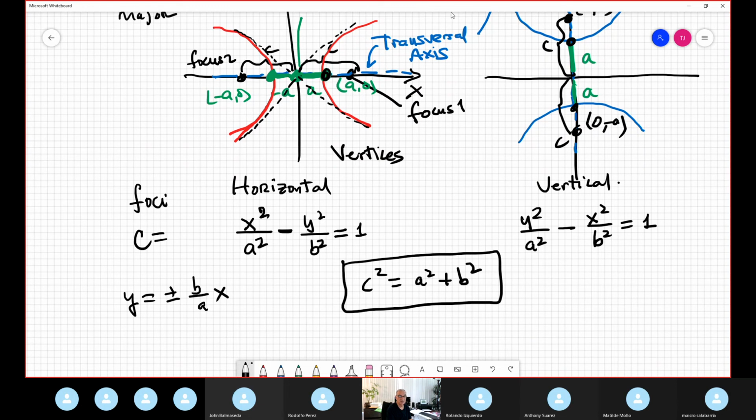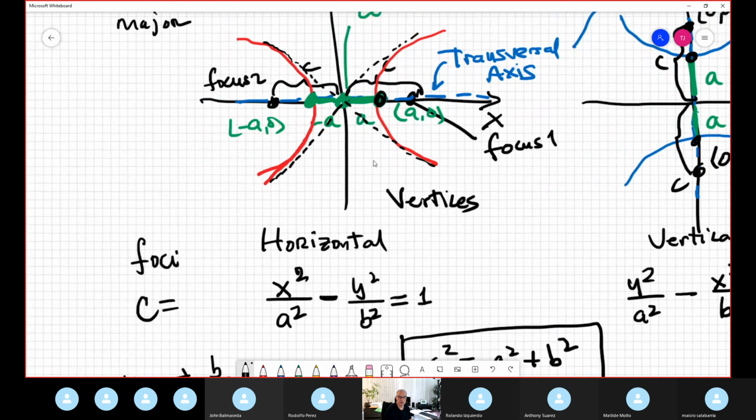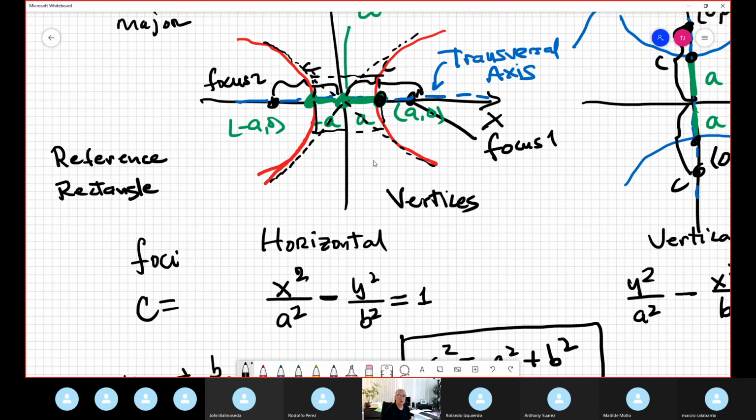Entonces to do this, my recommendation is always to do something that is called a reference rectangle. It's one rectangle like that. And the dimensions for this rectangle are 2A and 2B. In other words, it's B up, A to the right, A to the left, B down. And you get the rectangle, and you connect the diagonals, and you are doing perfectly the asymptotes.